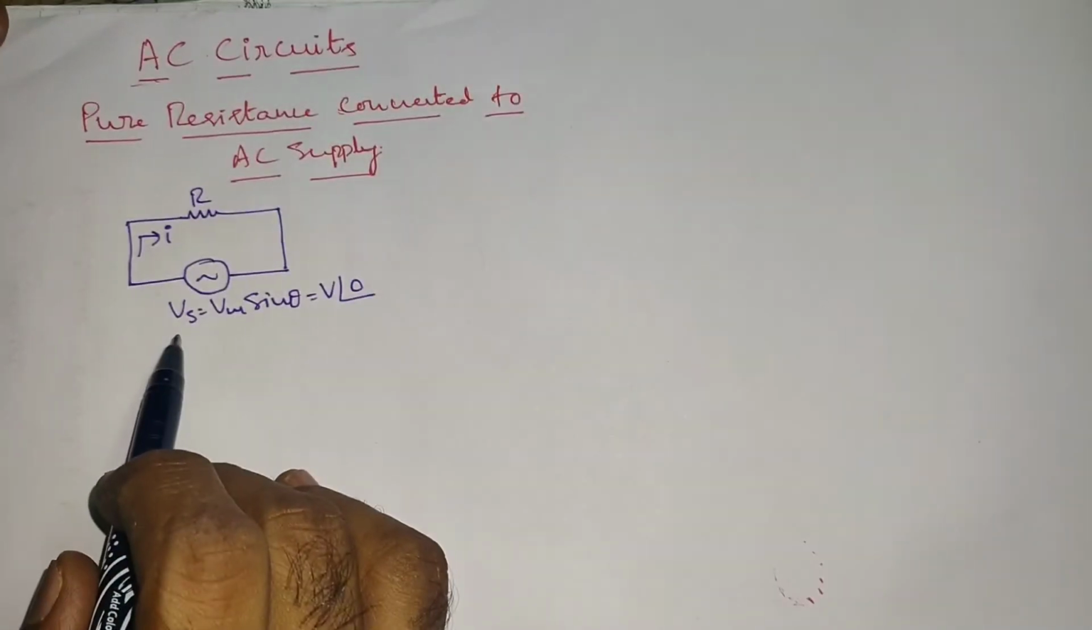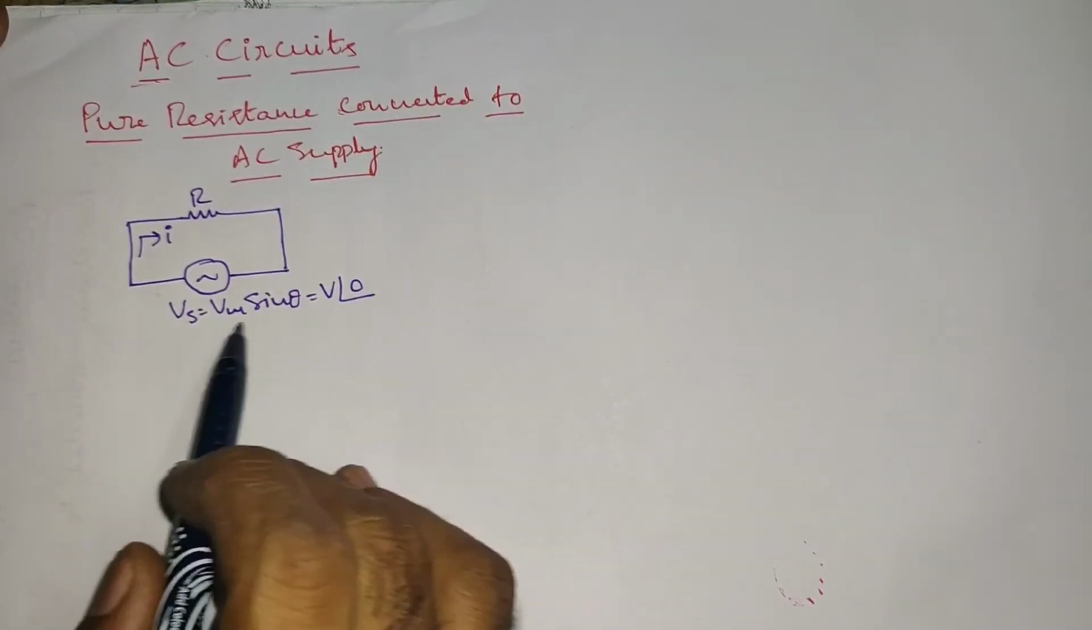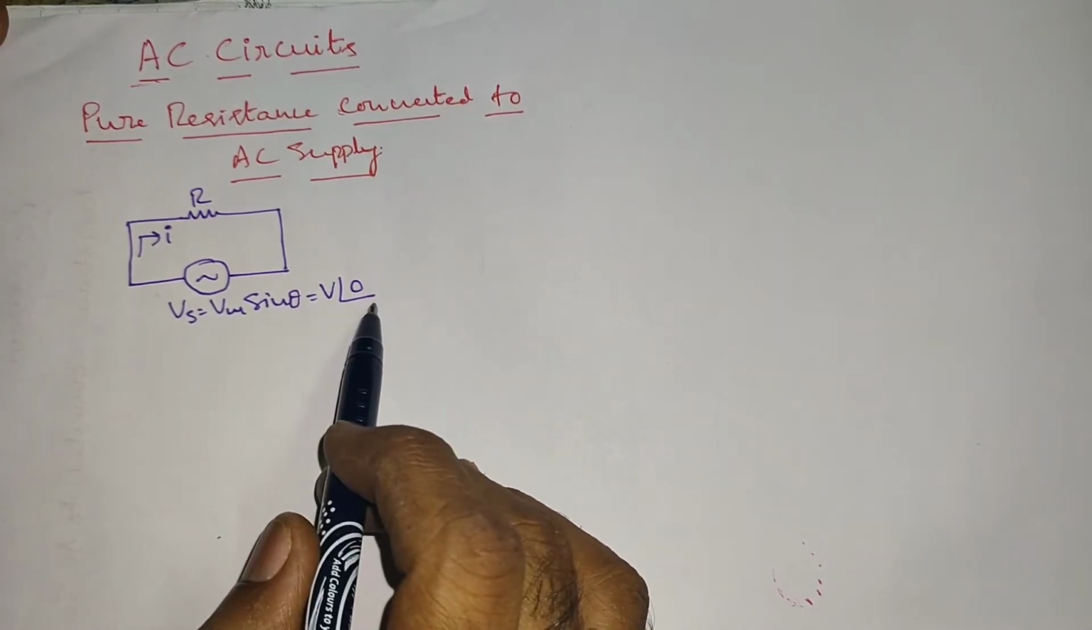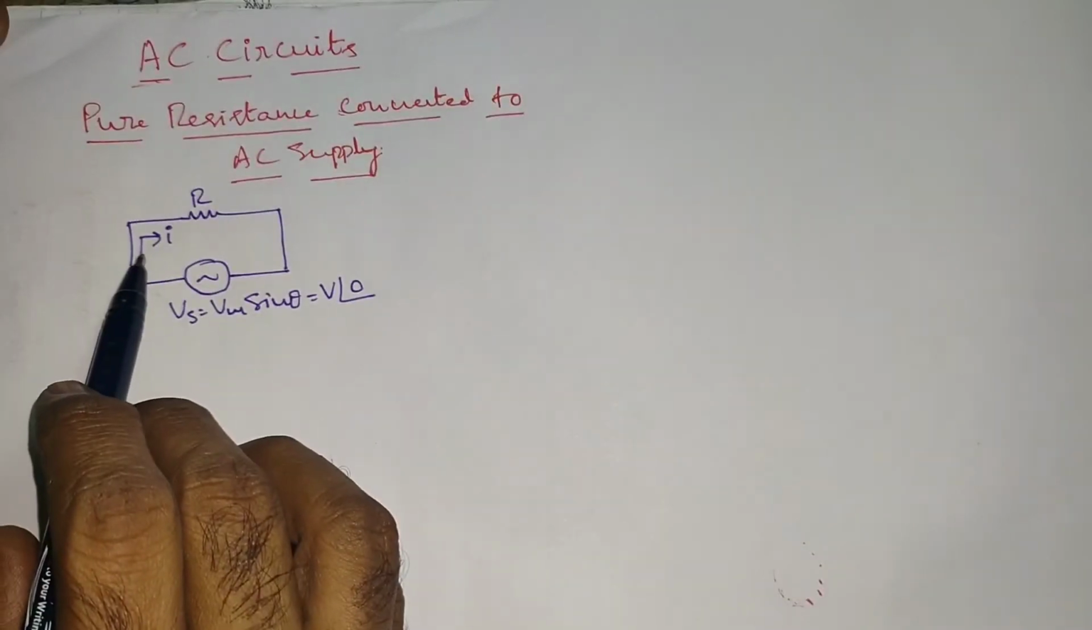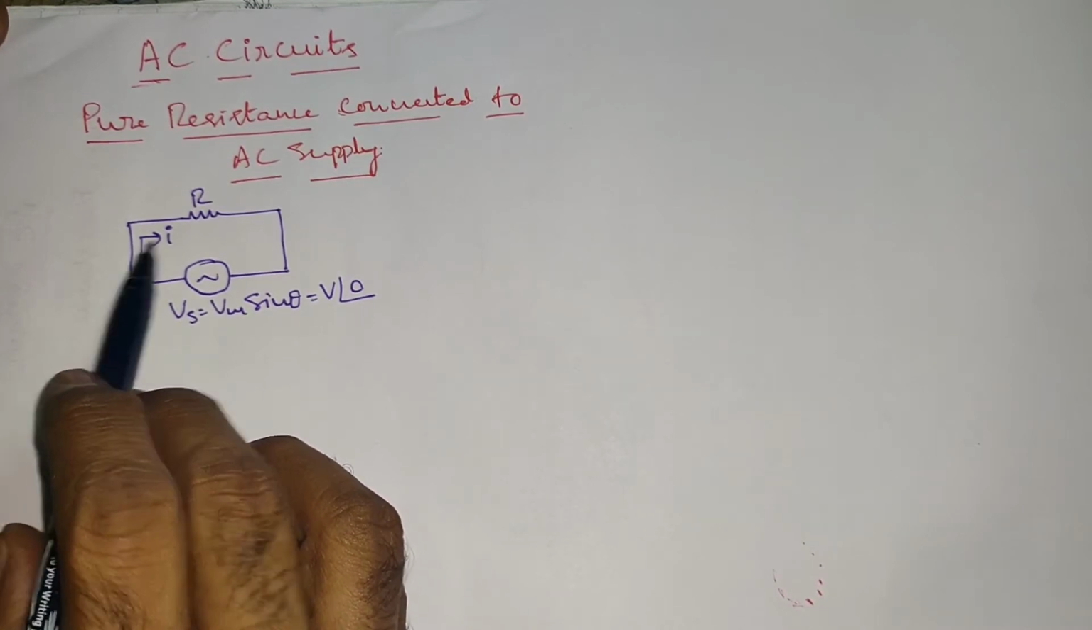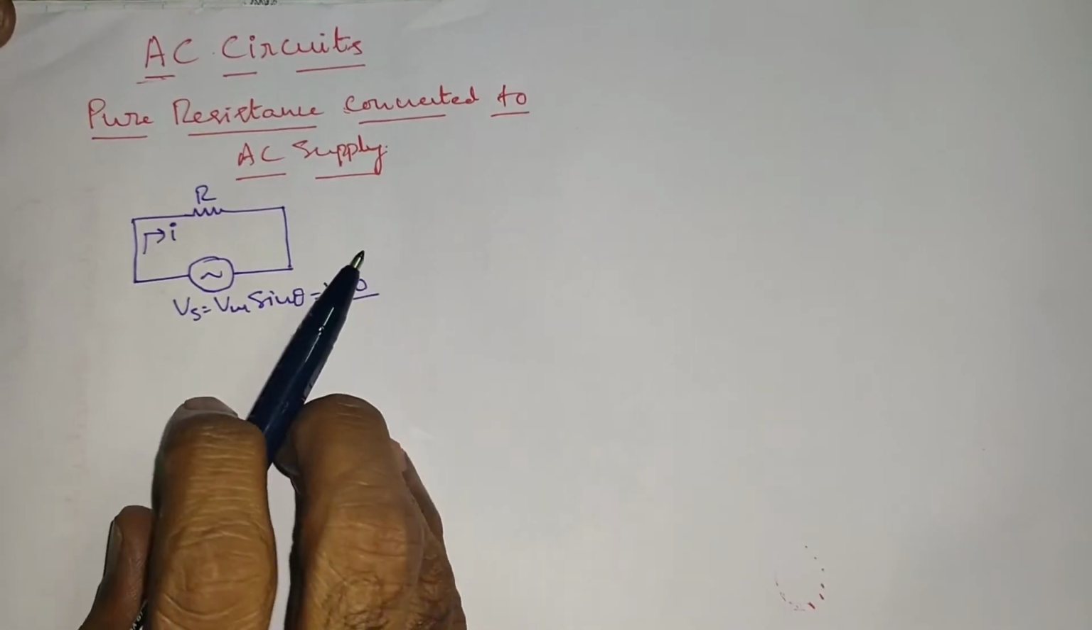Here I am considering a supply of Vs equal to Vm sin theta, represented by V at an angle of 0 in polar form, and I assume that an instantaneous current of I is flowing through the circuit.